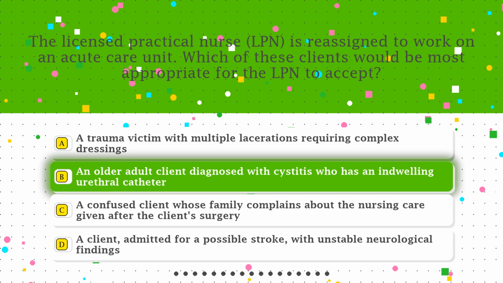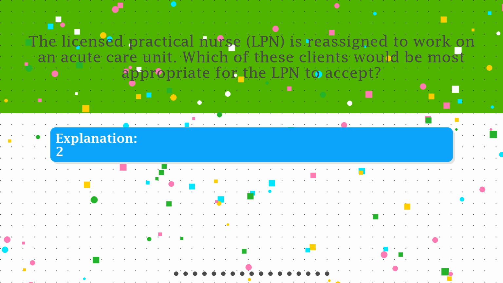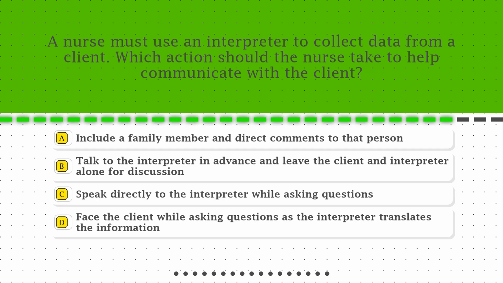The correct answer is option B. An older adult client diagnosed with cystitis who has an indwelling urethral catheter. Question 17. A nurse must use an interpreter to collect data from a client. Which action should the nurse take to help communicate with the client?